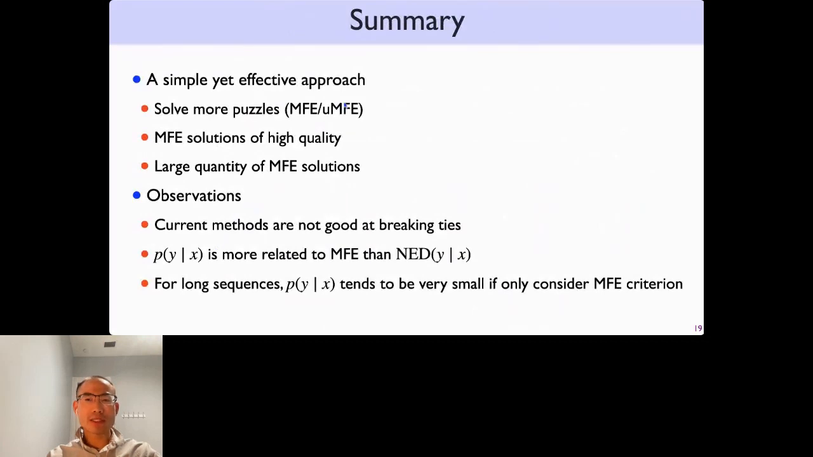So to summarize, in our work, we propose a simple yet very effective approach which can solve more puzzles for RNA design and generate high quality MFE solutions in terms of ensemble metrics, and can output very large quantities of MFE solutions. And for the long sequence design, our method even has greater advantage.